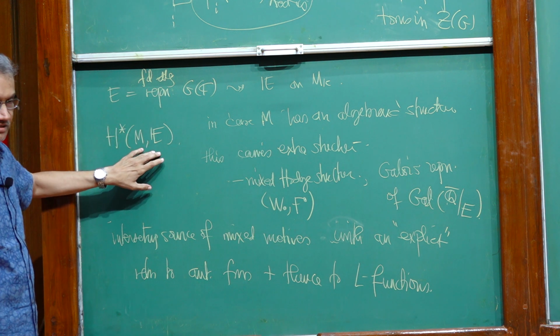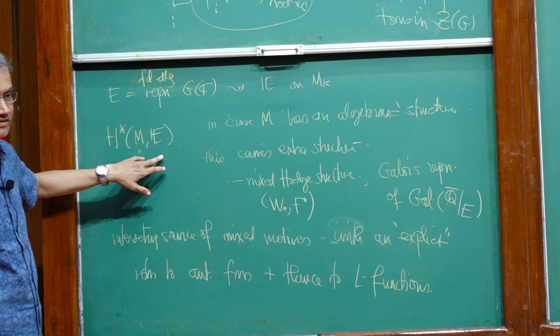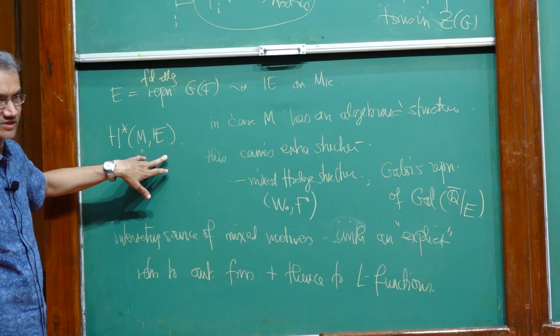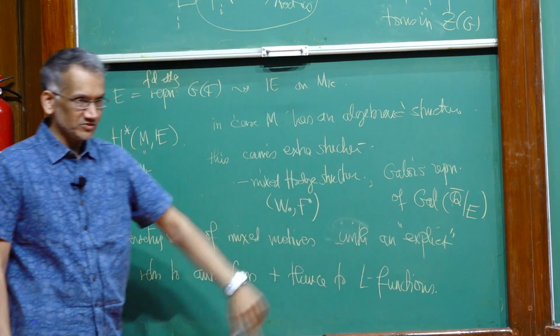In the trivial case, trivial local system, it's Deligne's construction. Otherwise, it requires a little work. It requires Saito's results or something weaker than that. Okay. The Galois representation, of course, is clear.